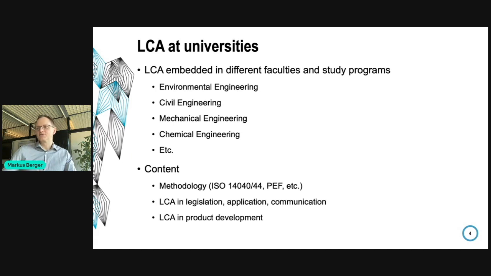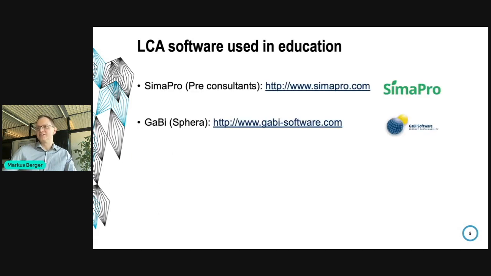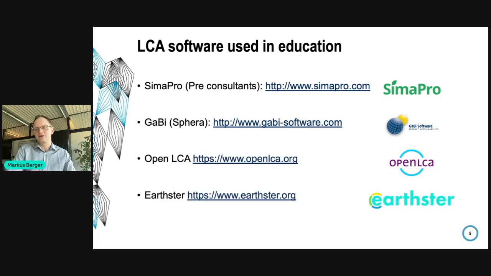And then if it comes to the different LCA tools that we use in software, I would say until recently, it's been the two big players, which we have all used, like SimaPro and GaBi, which are quite well-known LCA software. But more recently, we have open source software like OpenLCA, or now also Earthster coming up, which is more frequently used in education for different reasons, which I will come to in a minute. But this is really essential, the practical application.